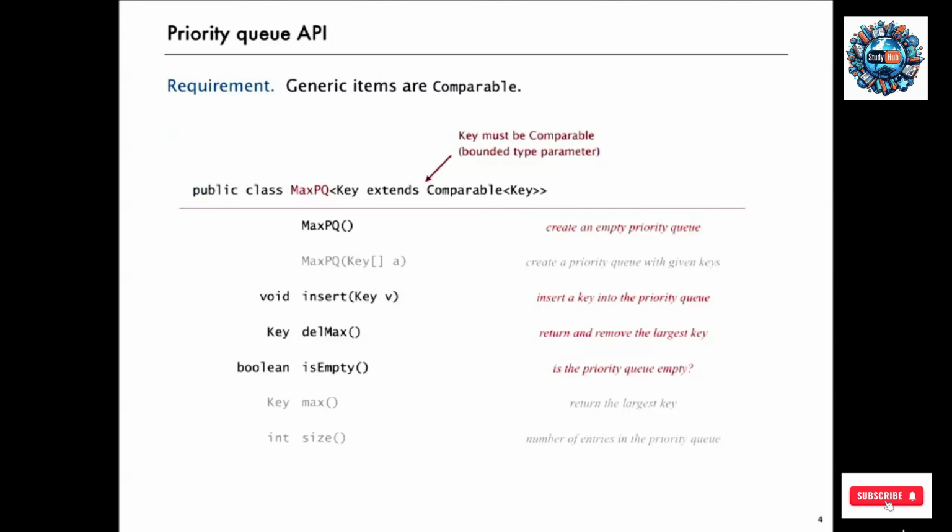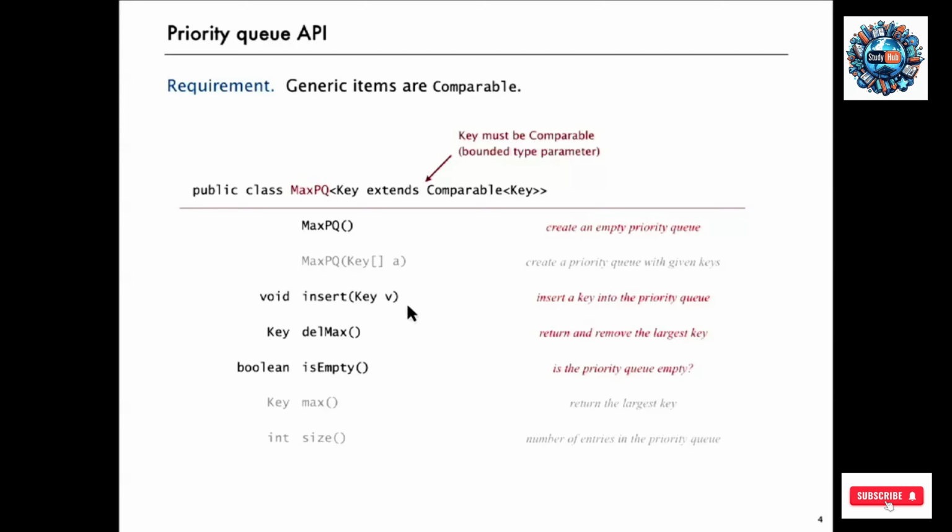So the API will look very similar to our stack or queue API, with the difference that we want to have generic items that are comparable. The Java language for that is in the class header. We say that our generic type, Key, extends Comparable of Key. That just means that our keys must be comparable, and we must have a compareTo method that will compare it to another key. Otherwise, we have a constructor, and actually for some applications it's convenient to have a constructor that takes an array of keys as argument.